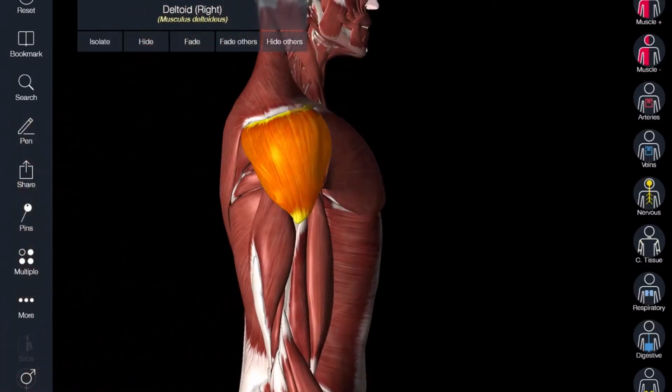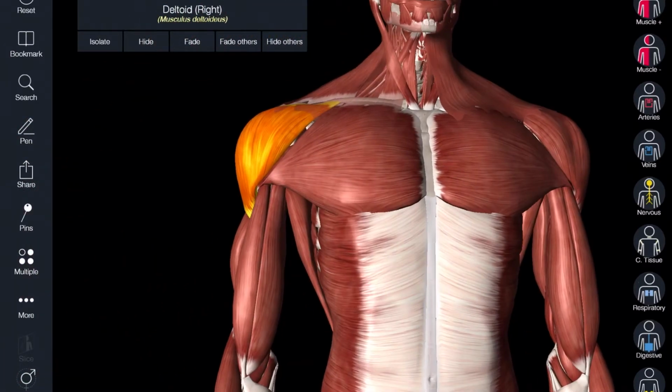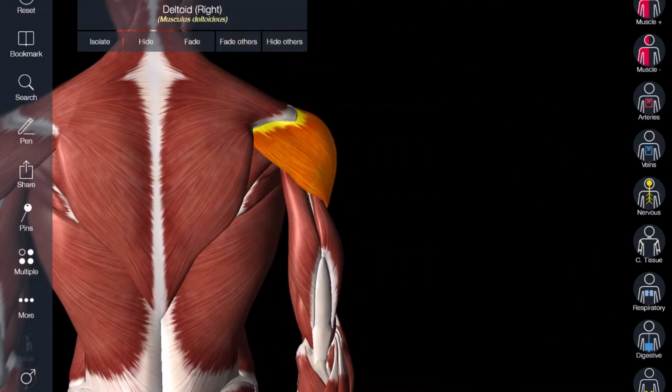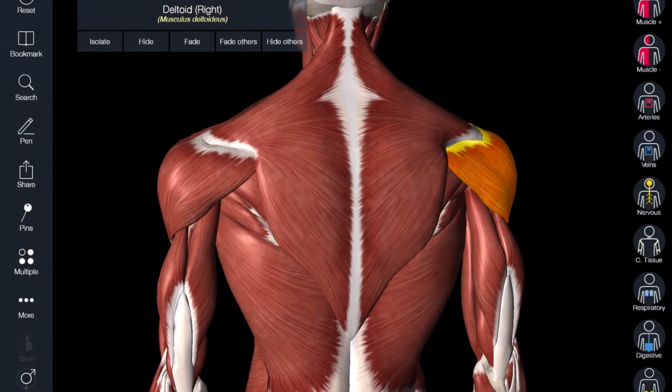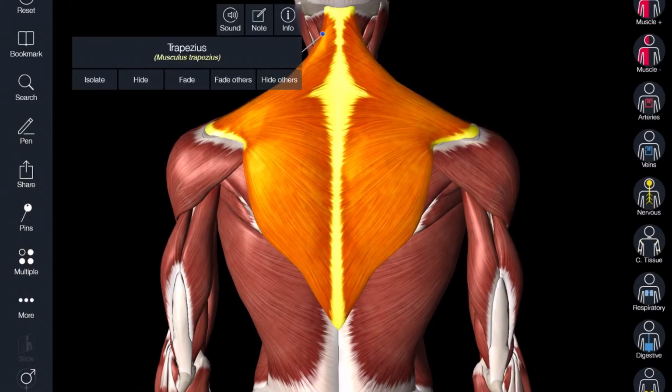Okay, so that's deltoid. Let's take a look at our next muscle, which is trapezius. So again, like I mentioned, trapezius strangely shows up here as if it is one muscle, but it is not. There's a right trapezius and a left trapezius. And so the name trapezius refers to the shape of the muscle. So it's a trapezoid shape, and that's what its name is referring to.